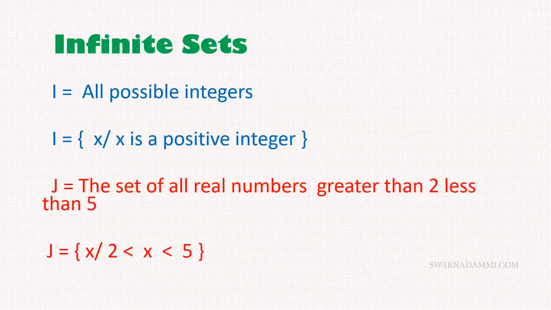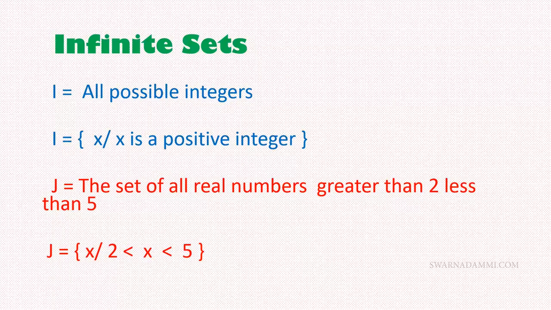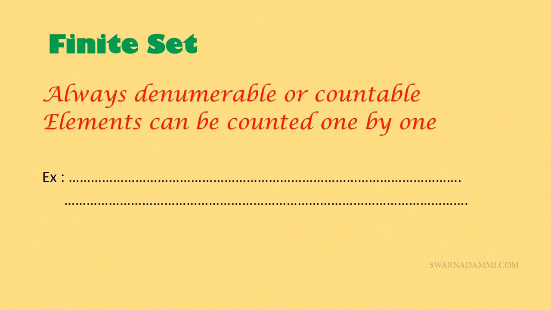Infinite sets. I equal all possible integers. We know what all possible integers are: 1, 2, 3, and so on up to infinity. Again, the next example, J equals the set of all real numbers greater than 2 and less than 5. These 2 are examples of infinite sets. Here it is explaining a finite set.